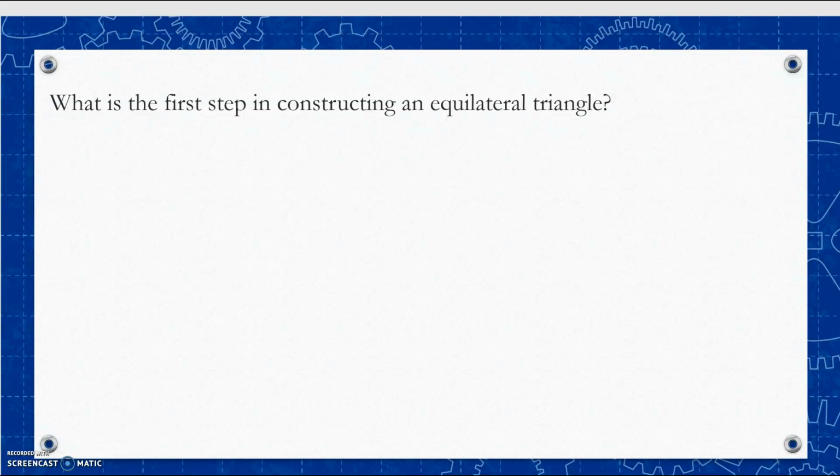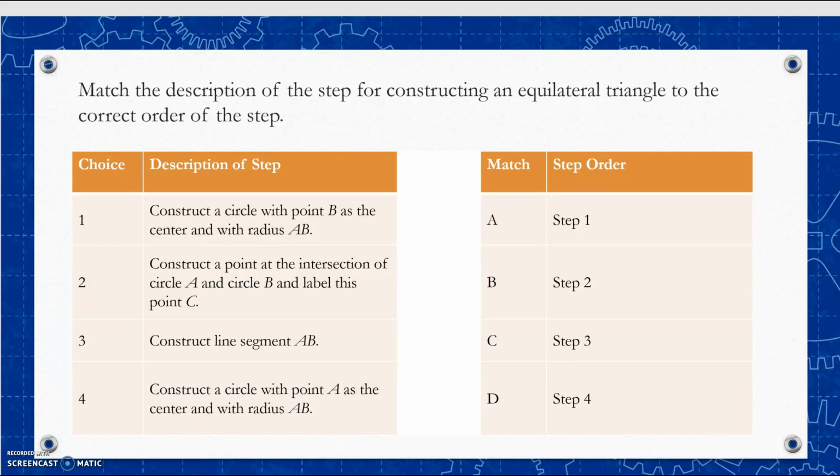What is the first step in constructing an equilateral triangle? The first step is to construct line segment AB, or construct a line segment. Alright, match the description of the step for constructing an equilateral triangle to the order of that step. So first we construct line segment AB, that is step 1.